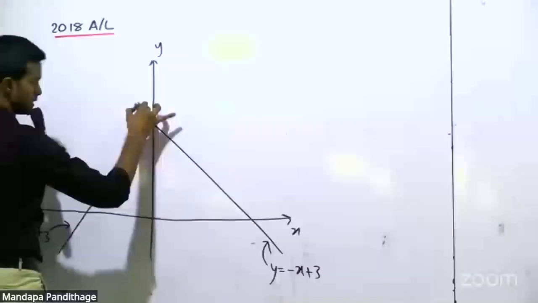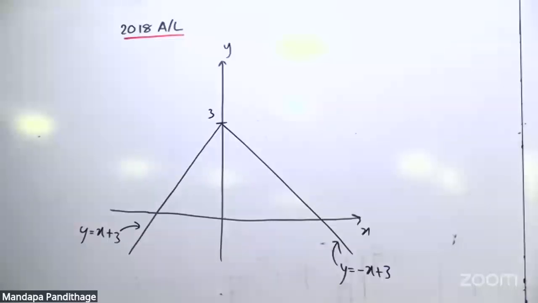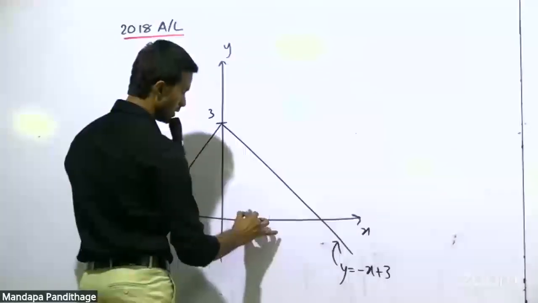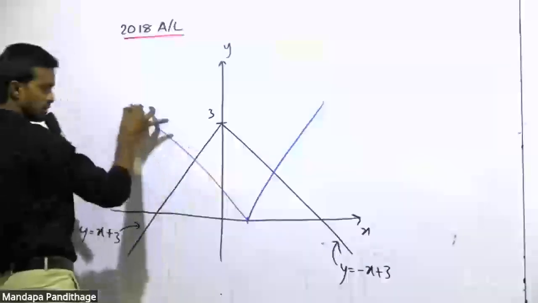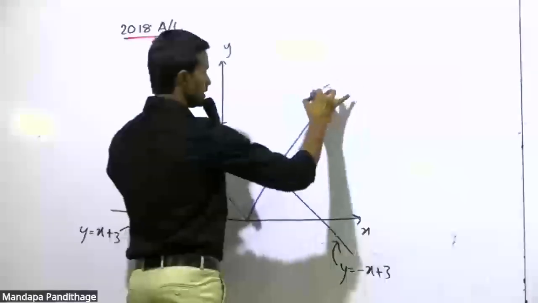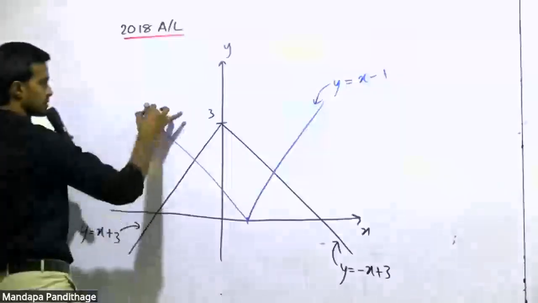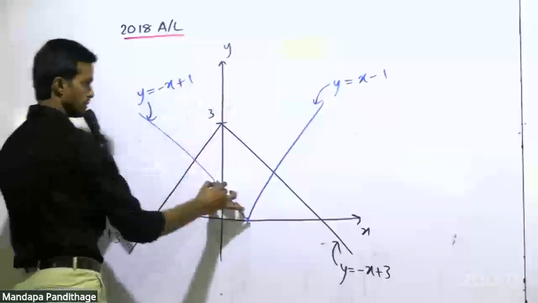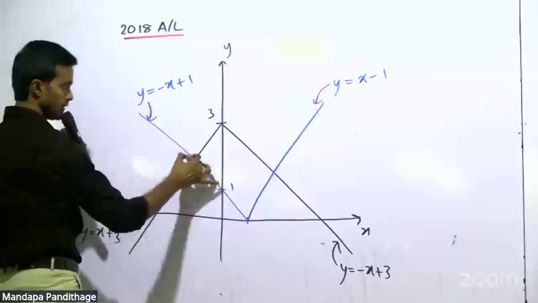The intercept is 3. The next function is modulus x minus 1. It's going through this 1, 0 point. So this is the shape you get. And don't think about the inequality first. First find the intersection points. So here it's y equals minus x plus 1. And if you find the two intersection points, you can easily do that.